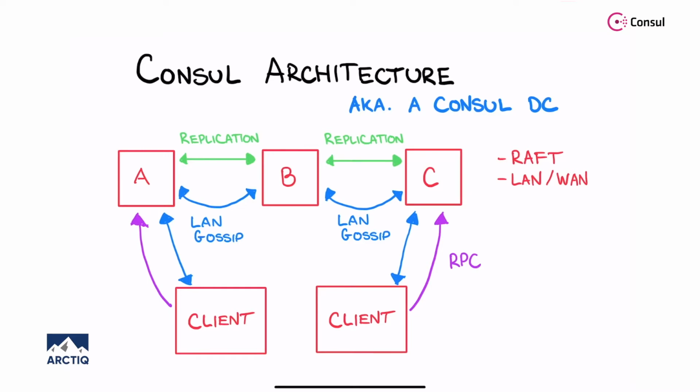Consul defines a data center to be a private networking environment with low latency and high bandwidth. Within the same data center, nodes are also known to talk over the LAN gossip. In the event you wanted to bridge two Consul data centers together, your servers would take on the additional responsibility of communicating to Consul servers in another data center over WAN gossip.